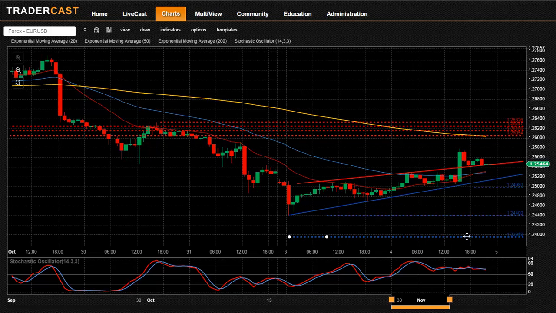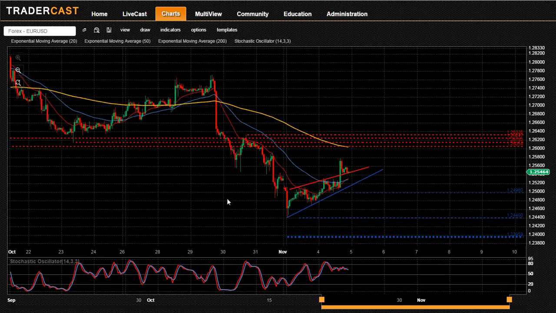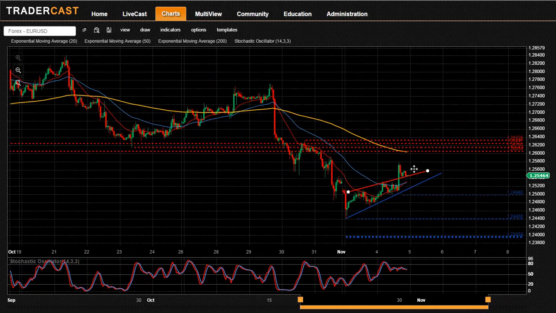But overall, we have a hawkish Fed, so stronger dollar, and a dovish ECB, and potentially more QE in Europe. So fundamentals are indicating that this long-term embedded downtrend is still intact, but potentially a move higher might be another opportunity for short setups.